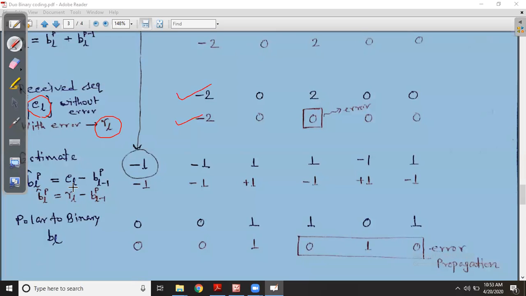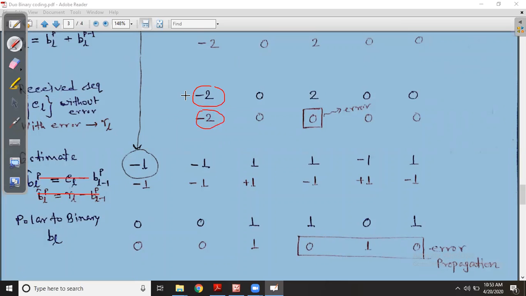So how to get the original voltage level? This is the expression if no error, without error. This is the expression if with error. Now these are the algorithm written in the duo binary structure, or these are coming from the programs. Now, this is your CL. This is nothing but your RL.